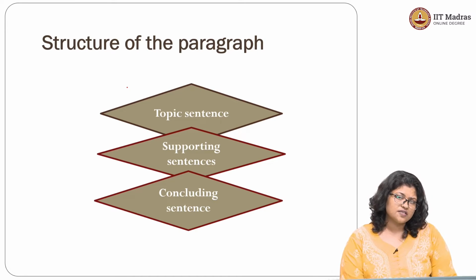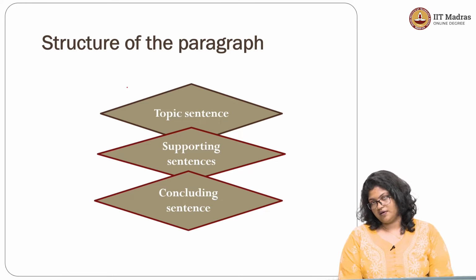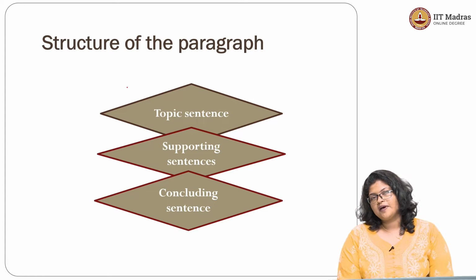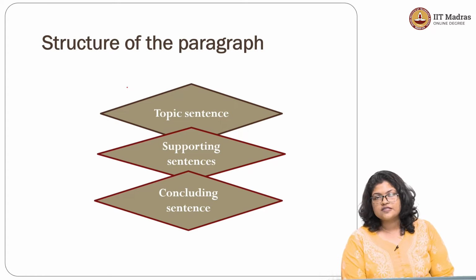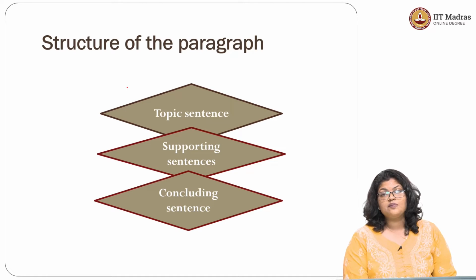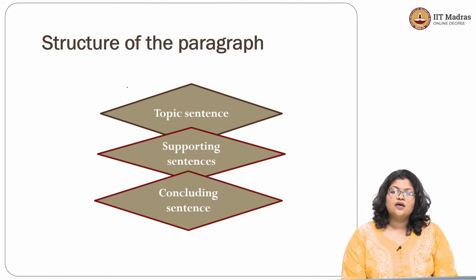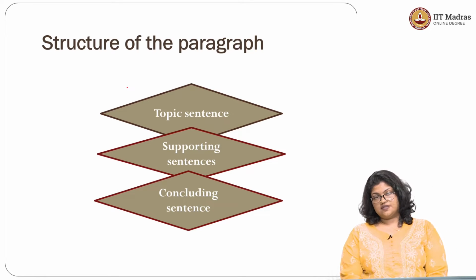Sometimes it is just one sentence; sometimes, depending on what you're writing on, you can have more than one as a concluding sentence or concluding sentences. But essentially, most of the paragraphs are going to be structured in this fashion. It is going to have a topic sentence, which is a mandatory element in all kinds of paragraphs. Then come your supporting sentences, and then comes the concluding sentence, right?